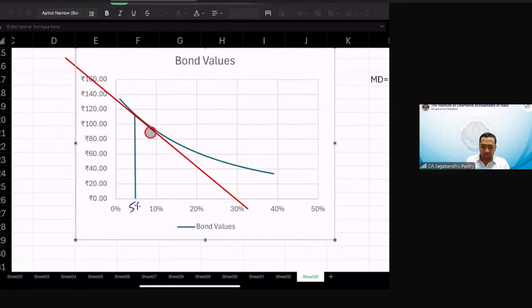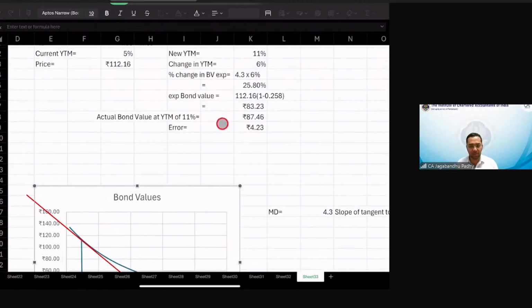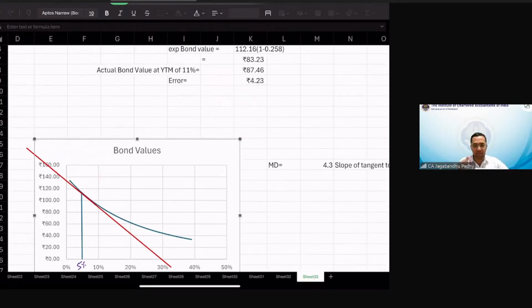Okay, so the gap that we see keeps on widening. At 5%, the lines are touching each other. But as you move to 11%, you will find the difference that we observed to be 4.83, because modified duration says the bond value is supposed to be 83.23. But when you look at the actual bond value, which is the curvature of the blue curve, that is making the bond value 87.46. So that's the reason why we have the difference.